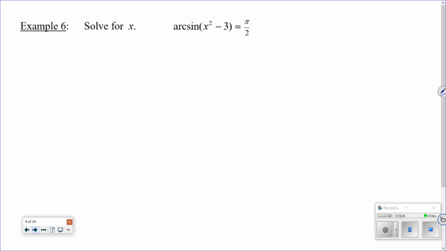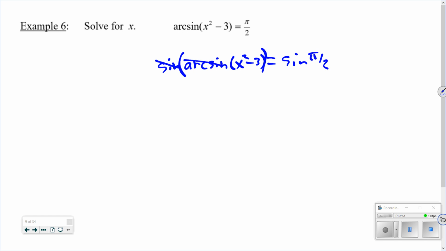Let's solve this equation. I want to solve for x. I have the arc sine of x squared minus 3 equals pi over 2. I can't do anything with the x as long as it's inside of the arc sine. So I'm going to take the sine of both sides of my equation to get rid of the arc sine. So I'm going to go the sine of the arc sine of x squared minus 3 equals the sine of pi over 2. So I took the sine of both sides. Over here, those just cancel out.